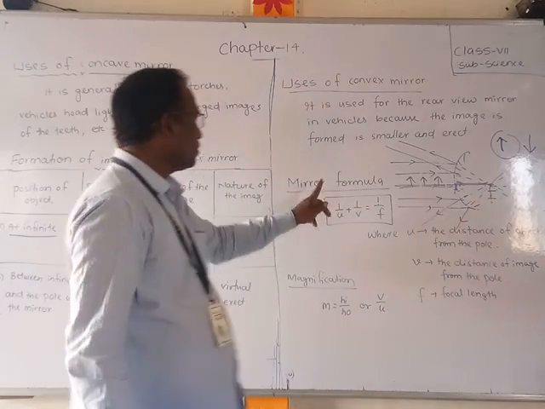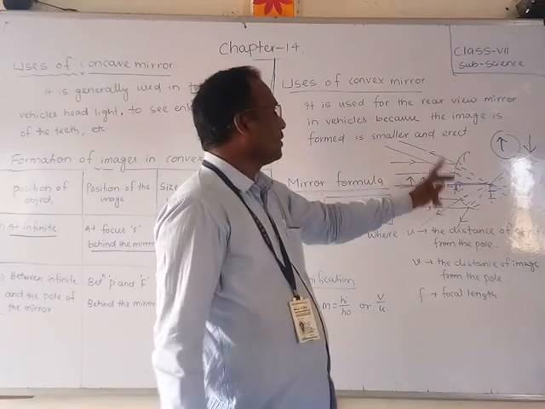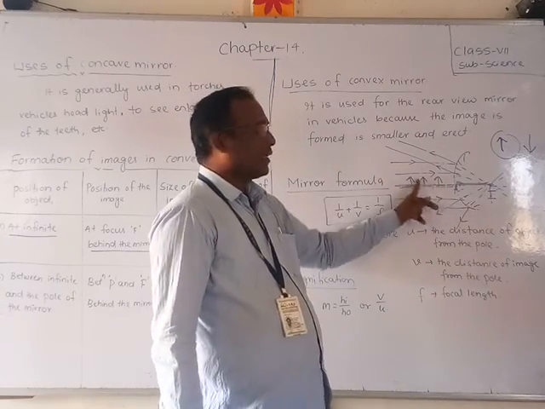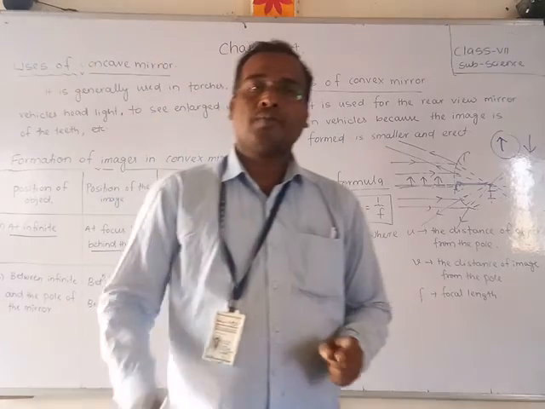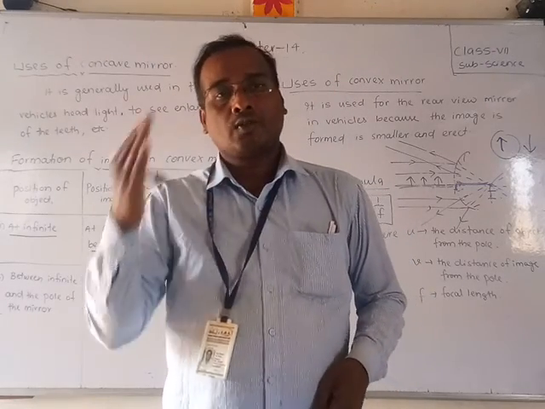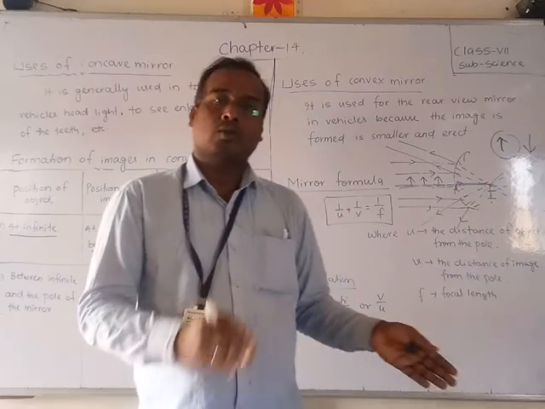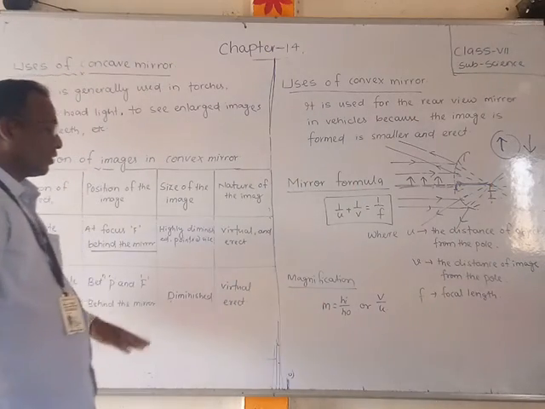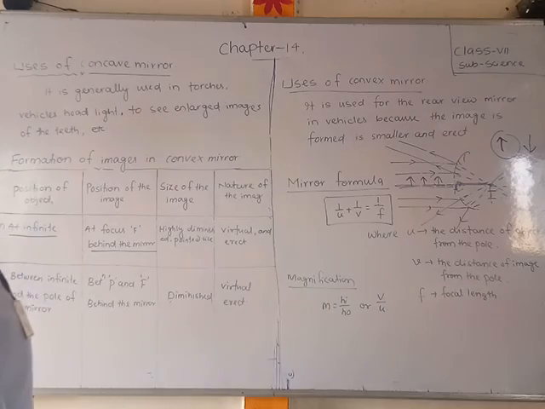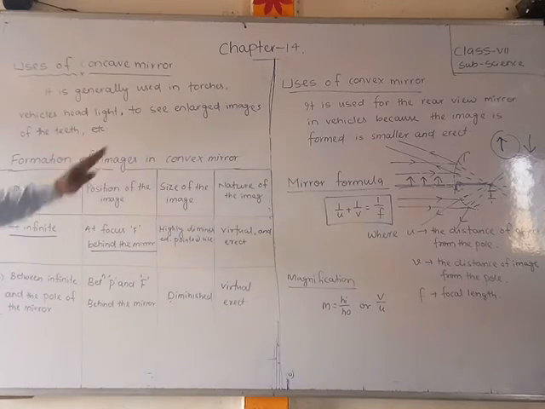Any position you keep the object, as long as it is between P and infinity, the image will fall between the focus and the pole. These images are all virtual, erect and diminished also. So these are the only two positions of the object for the convex mirror.